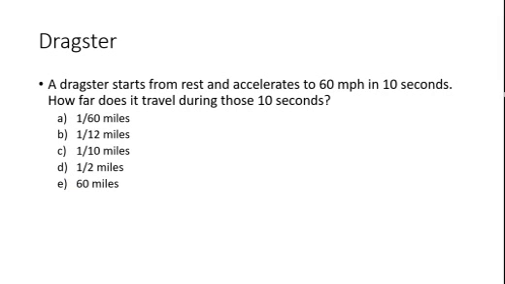So a dragster starts at rest and accelerates uniformly. So it's the same acceleration going across, a straight line up to 60 miles per hour in 10 seconds. How far did he travel in those 10 seconds? Again, I would draw it, and then you want to find the area.